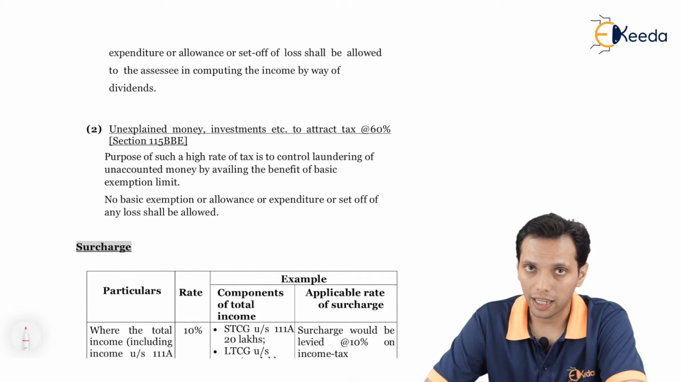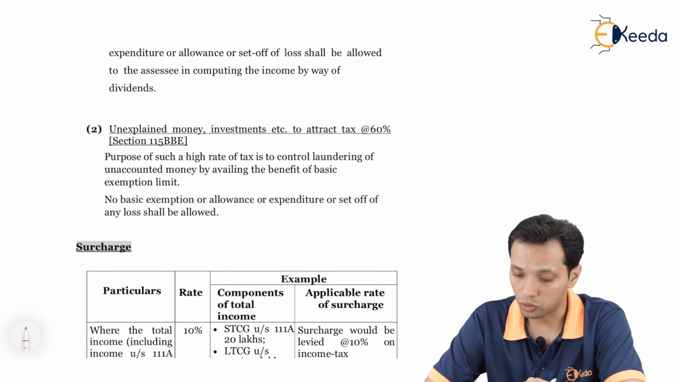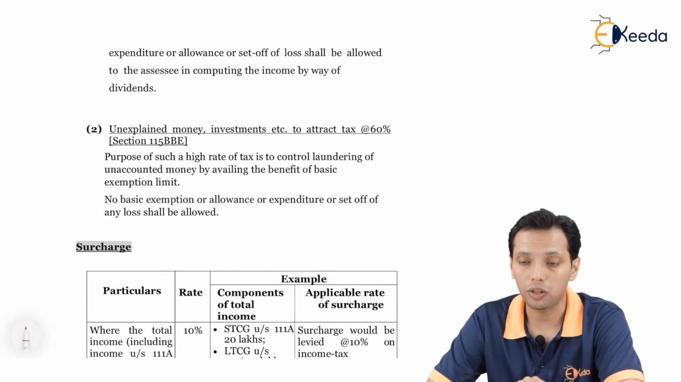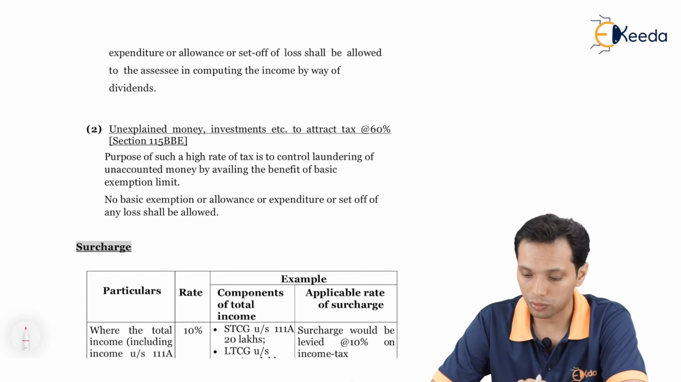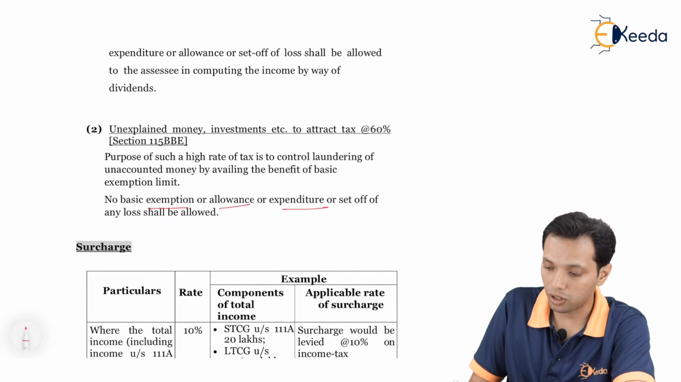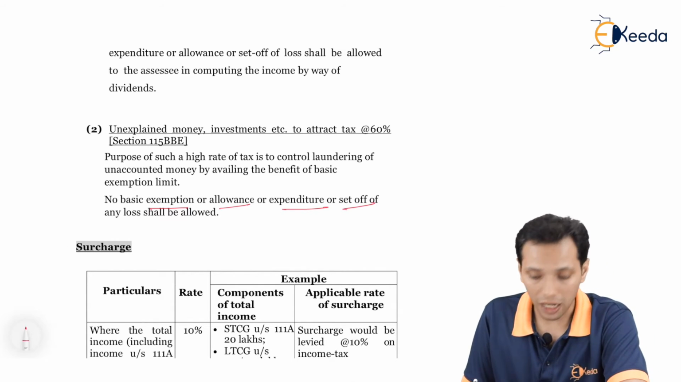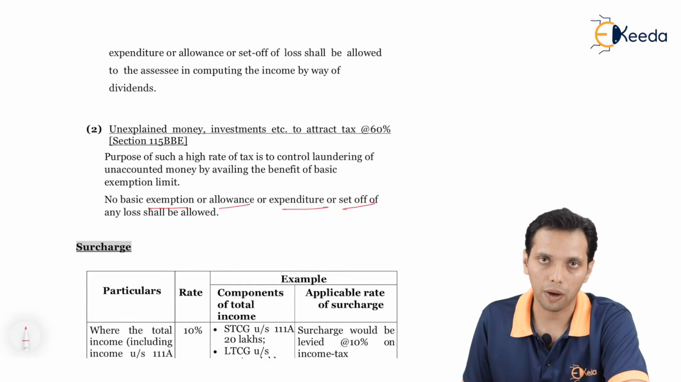To rectify that mischief, to rectify that defect, this remedy has been sought, in which the tax rate would be 60%. In these cases also it will be taxed on a gross basis, in which there is no basic exemption, and no allowance, expenditure or set off of loss shall be allowed for these undisclosed sources of income.